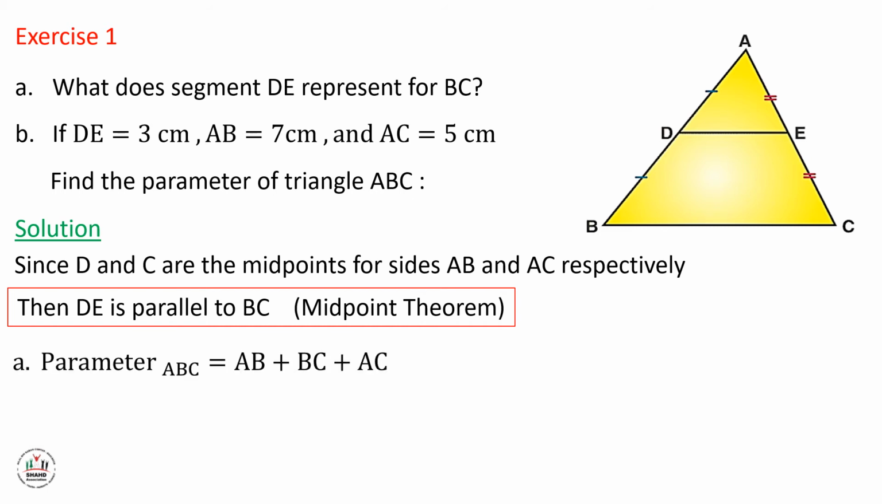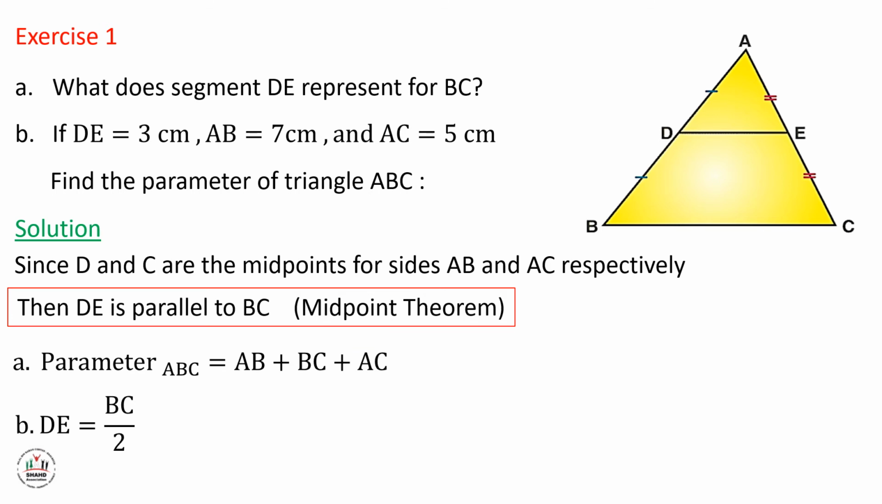Now in the second part, we need to find the perimeter of triangle ABC. So the perimeter of triangle ABC is equal to AB plus BC plus AC. We have the length of sides AB and AC, but we don't have the length of side BC. So we need to calculate it by using midpoint theorem.